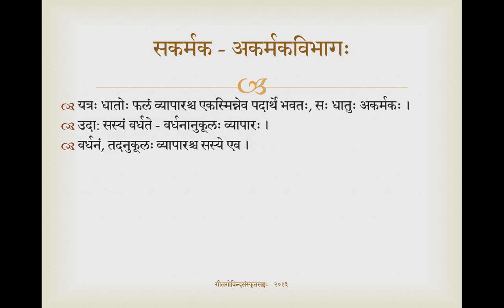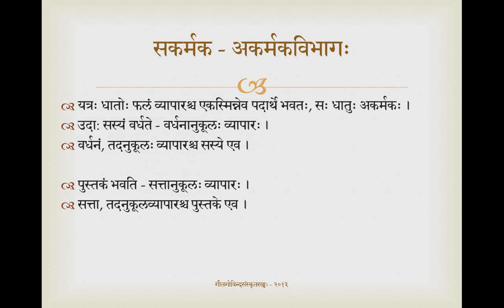There is not something else which is involved in the kriya. So pustakam bhavati. So there is a book. So sattanukula vyapara is what we call the bhudhatoho arthaha. So the satta, that is the existence, and that which makes the book exist, the vyapara which is required for it to exist, are both in the book itself. So there are no two things where the phala and vyapara are divided. And therefore it is an akarmaka dhatu.